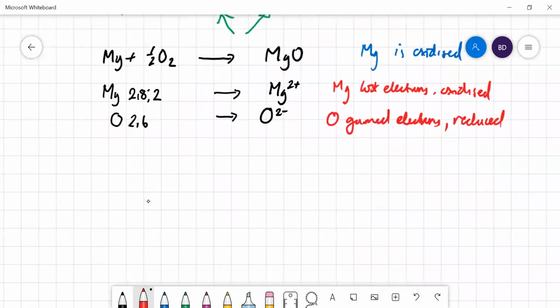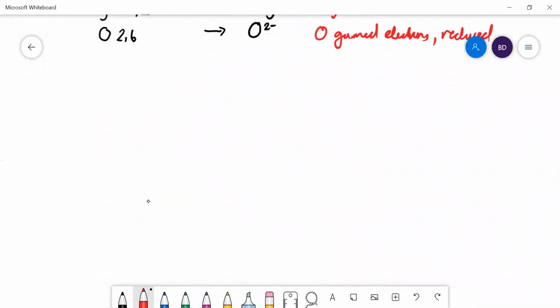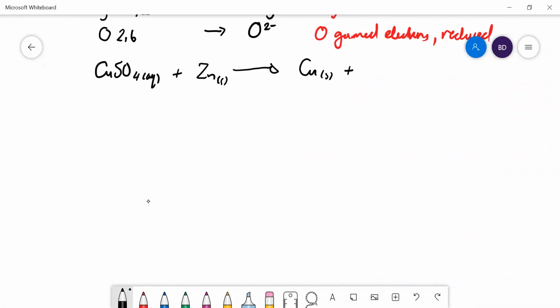Let's have a look at a reaction. Again, this will probably be very familiar from year 9. A metal displacement reaction. You've probably known about this reaction for ages. We get copper sulfate in aqueous solution, and you add zinc metal to it. What's going to happen? You get a displacement reaction. You get copper metal, so it goes reddy brown on the surface of the zinc, and the blue color of the copper sulfate fades, and you get zinc sulfate in solution.